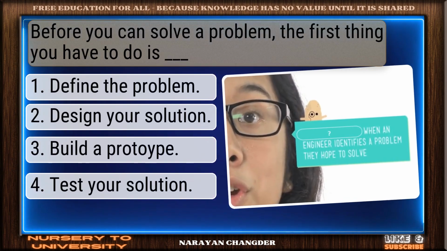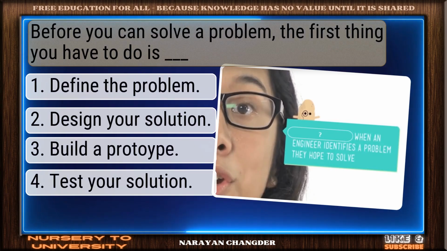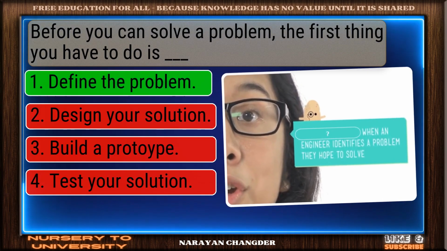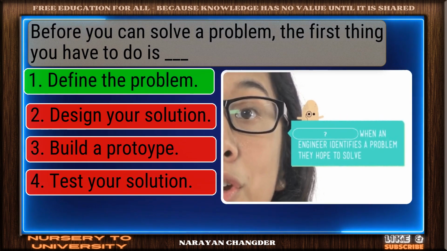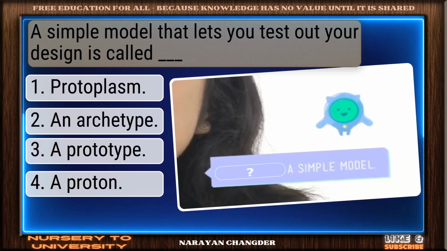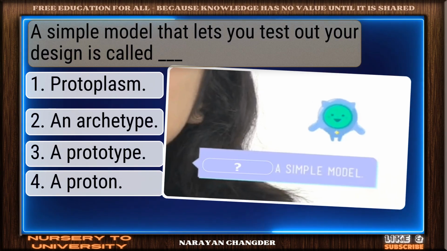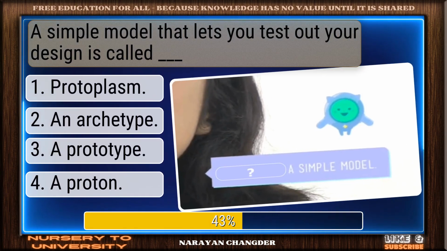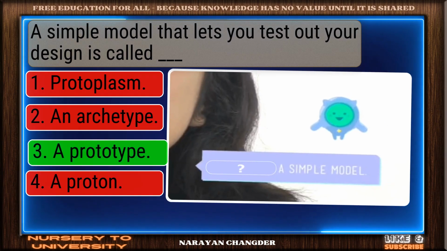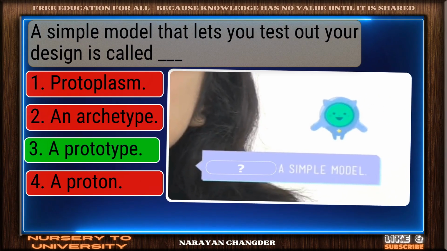Before you can solve a problem, the first thing you have to do is dash. Exactly. Define the problem makes sense, and it is right choice. A simple model that lets you test out your design is called dash. Well picked. A prototype is the correct answer.